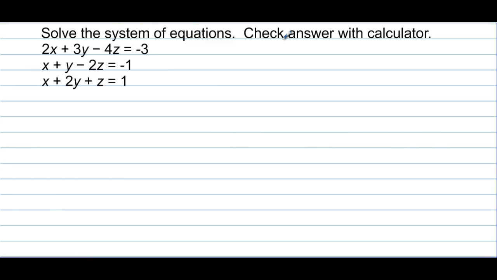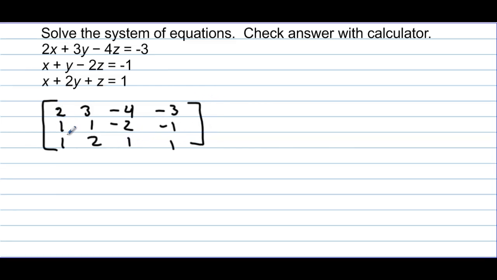Solve the system of equations. Check answer with calculator. Let's put this into a matrix. We have 2, 3, negative 4, negative 3. We got 1, 1, negative 2, negative 1, and 1, 2, 1, 1. And let's get our first 0. We need a 0 right there.